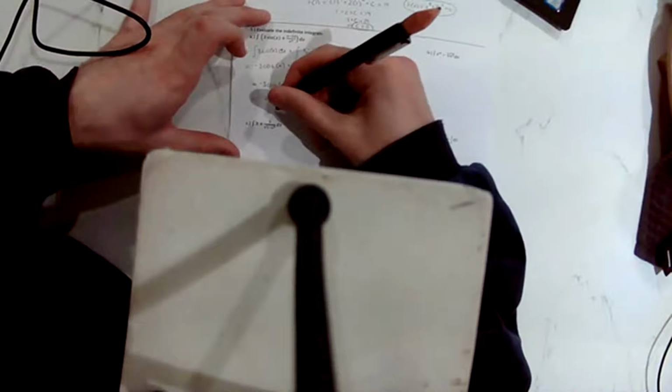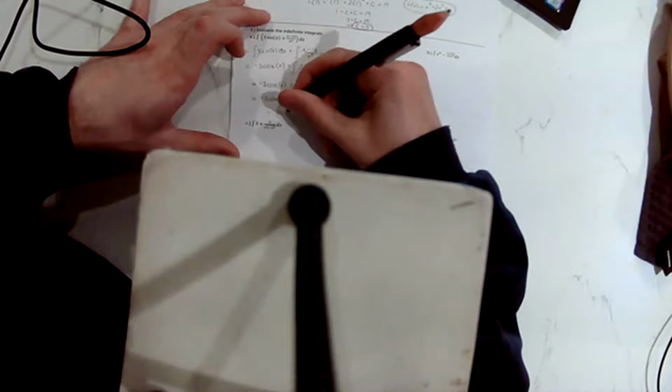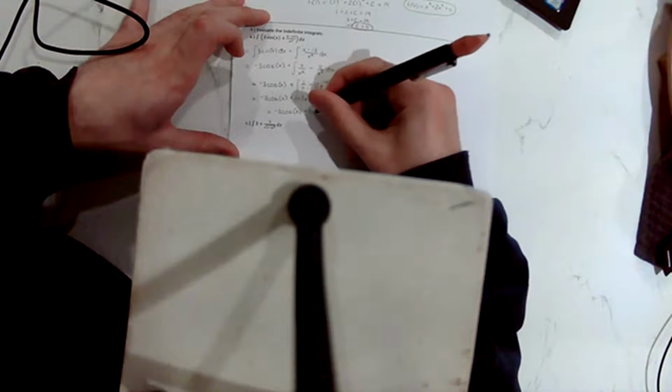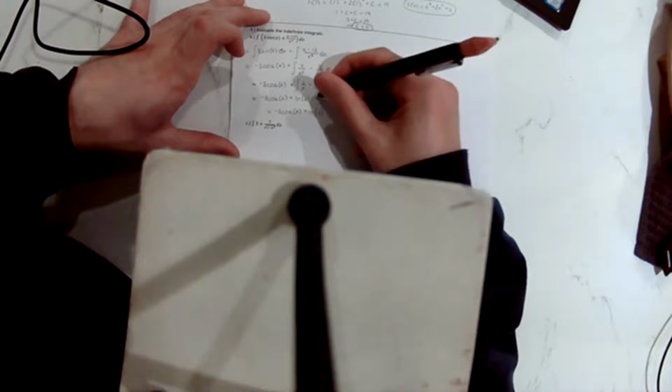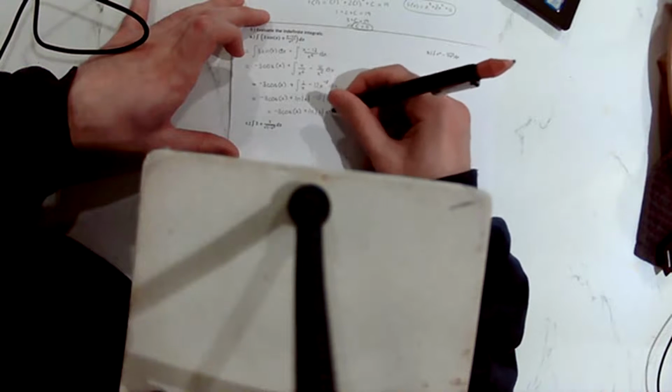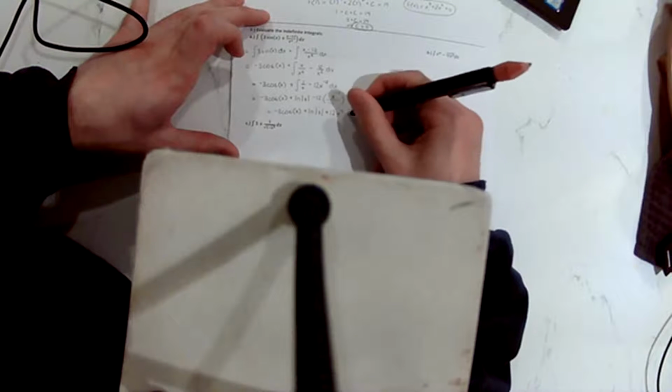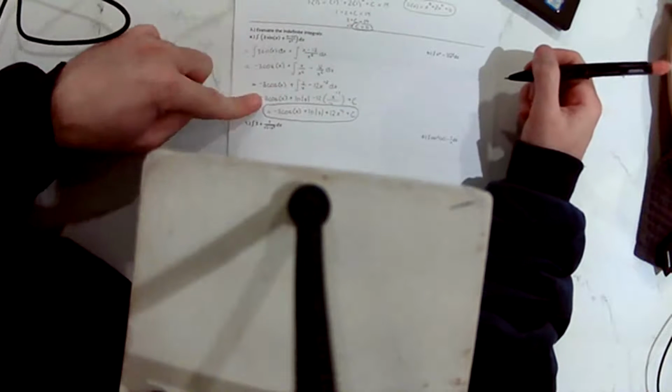Okay, cool. And now I am here. Negative 3 cosine of x plus natural log of the absolute value of x. Then negative 12 over negative 1 is plus 12x to the negative first, or 12 over x if you like that better. And then plus c. And that should be it. Yeah, okay. That's that. Next one.